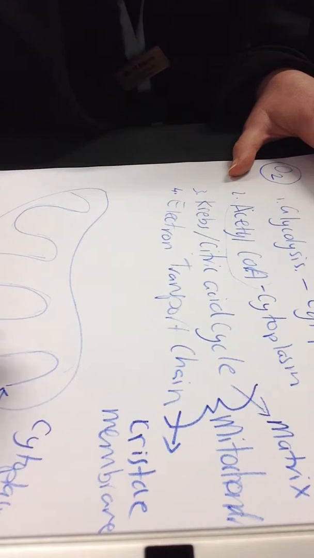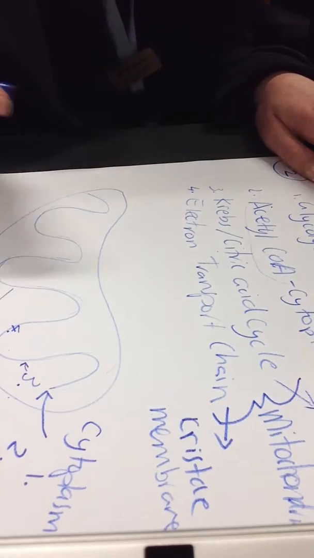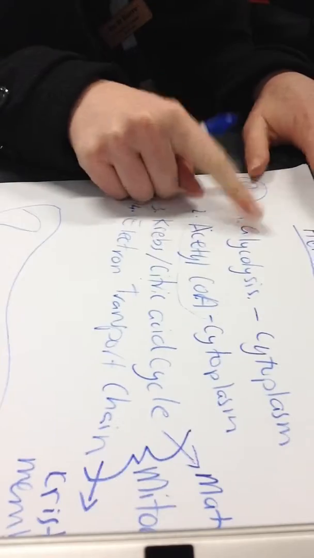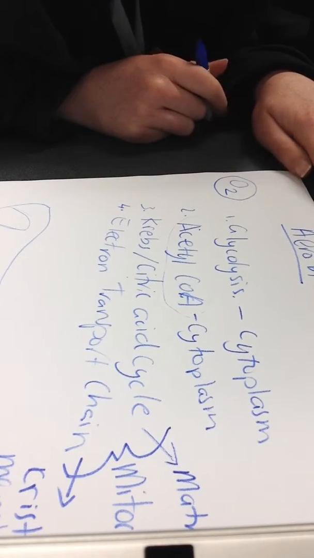Okay, and then 4 is going to happen basically on those membranes. So mitochondria is really super important for aerobic respiration. So now I'm going to go through each of these different stages and tell you the main parts of what's happening in these stages.